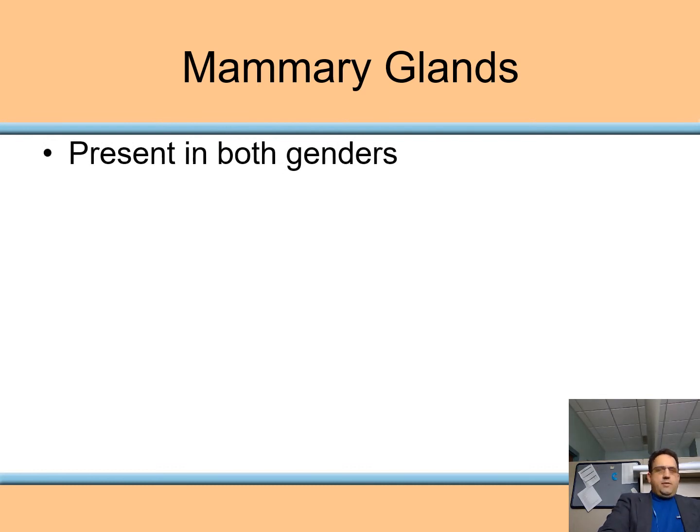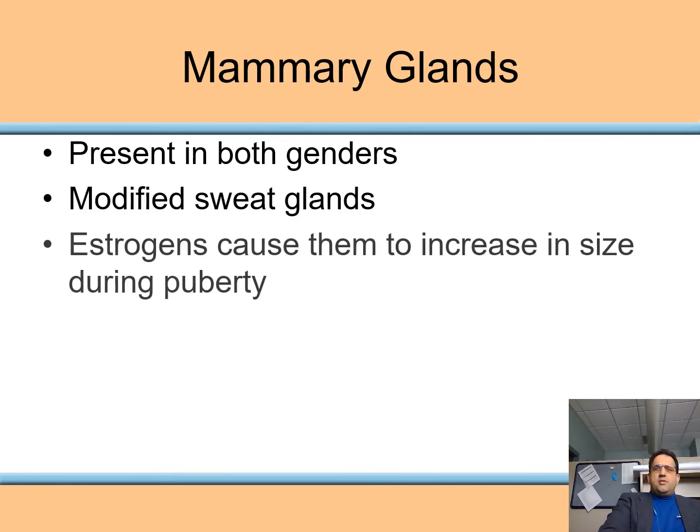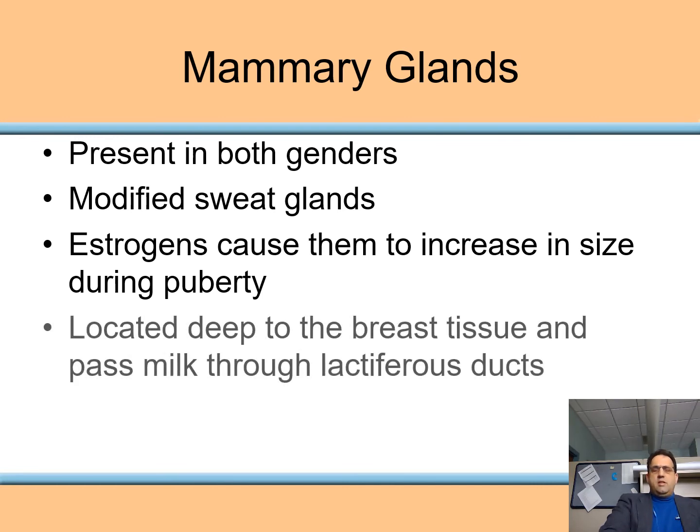Mammary glands are modified sweat ducts that are actually found in both genders. Estrogens cause them to increase in size during puberty, and then other hormones will cause them to lactate following delivery of a baby. They are deep in the breast tissue and they pass milk through lactiferous ducts.